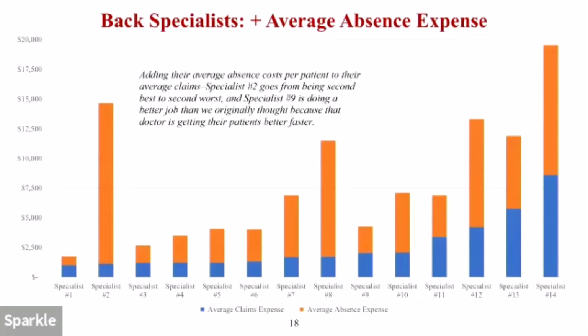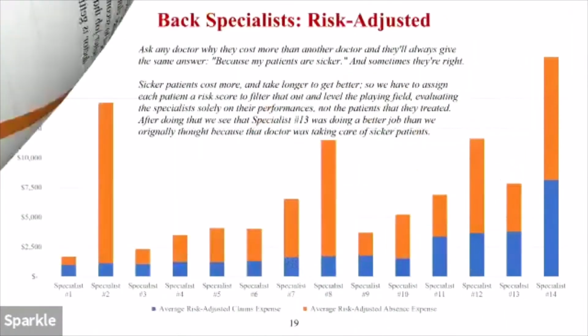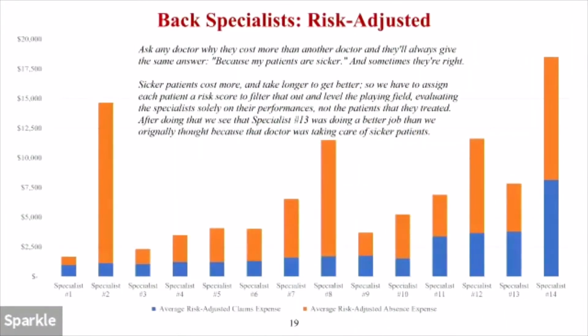But if you ask any doctor why they cost more than another doctor, they will always give you the same answer. Because my patients are sicker. And sometimes they're right. So we have to risk adjust the population to level the playing field, so that when we're looking at doctors, we're looking at them based solely upon their performances, not the happenstance of what patients they happen to treat.